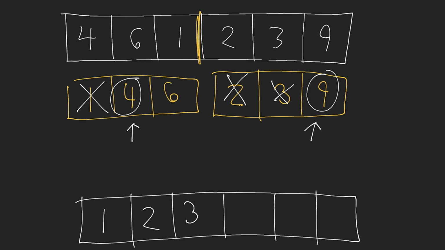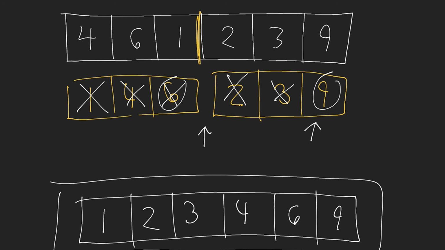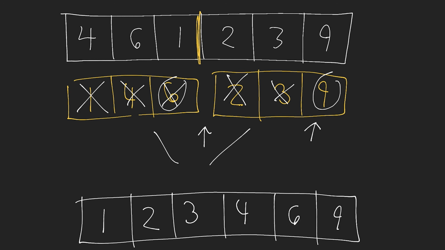We compare 4 to 9. Well, 4 is less than 9, so we insert 4, and we move the pointer forward. Now 6 and 9. So we put 6, this pointer is now outside of the array. That means the only element left to insert is this element right here. So we put 9, and now we have a sorted array that we got from merging two sorted subarrays together.